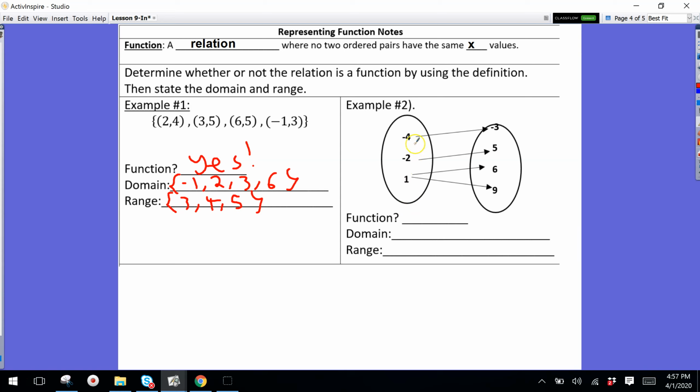In this case, -4 goes to -3, -2 goes to 5, but 1 goes to 6 and 9. This is not a function. Your 1 repeats here in the x, so no. And then your domain here is just your set of x's, so any relation has a domain and a range. We're going to put that in order, so -4, -2, and 1. It's already in order. That's what's really nice about a map. Let me redo that because my comma looks like another 1. And then my range here is just my y's. So your outputs: -3, 5, 6, and 9.